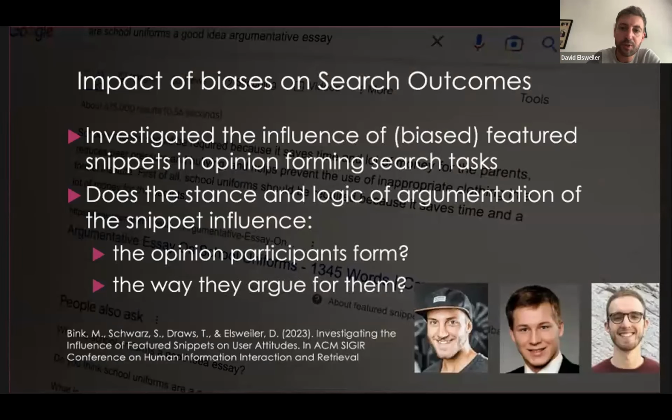This was work done by two master's students of mine, Markus Bink and Sebastian Schwarz, together with Tim Draws from Delft. What we studied was the effects that biasing featured snippets can have when people are searching to form an opinion, another kind of online decision. We wanted to determine whether the stance and the logic of argumentation, a term from communication sciences that basically means the way of describing how an argument is made, affects what participants believe post-search and the way that they make their argument.